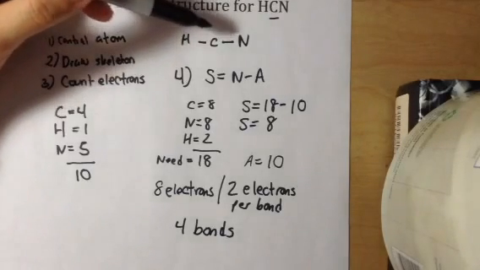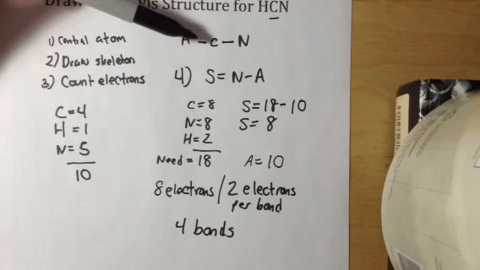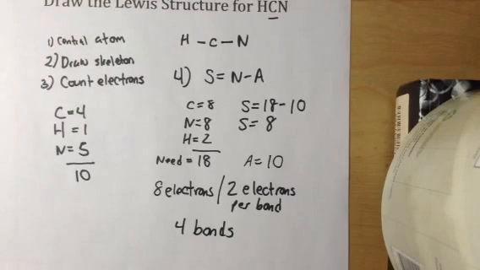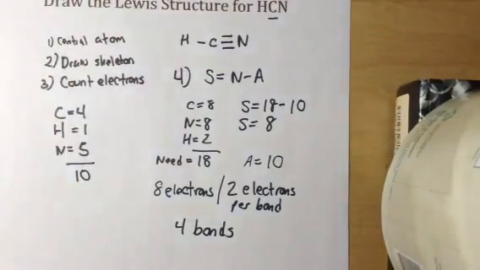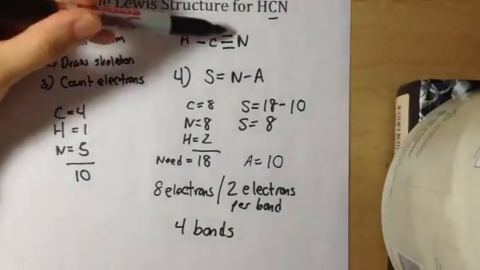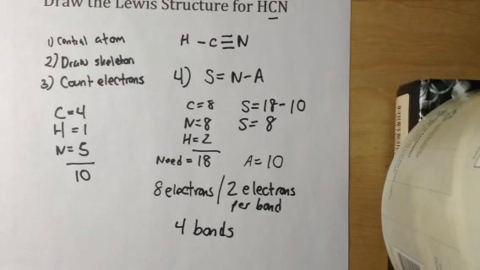In our skeleton, we already have 2 bonds drawn, right? One here, one there. We're going to need to add another 2. Hydrogen can only have 1 bond, always, right? So that means that the carbon to the nitrogen is going to need to have 3 bonds. So let's go ahead and draw that. 1, 2, right? And now we have 1, 2, 3, 4 bonds. So this works.